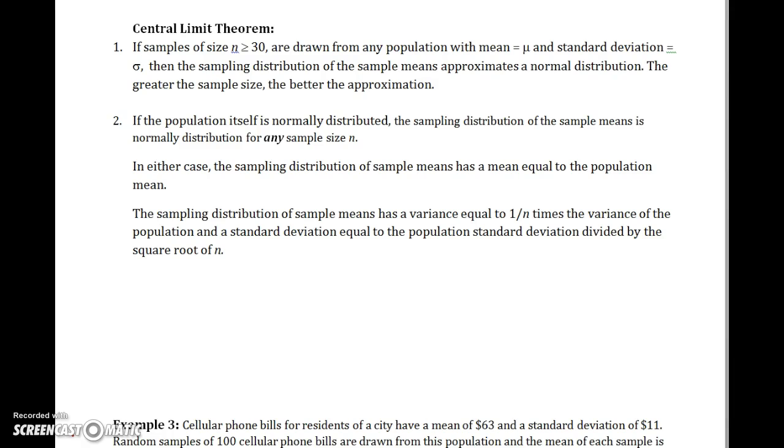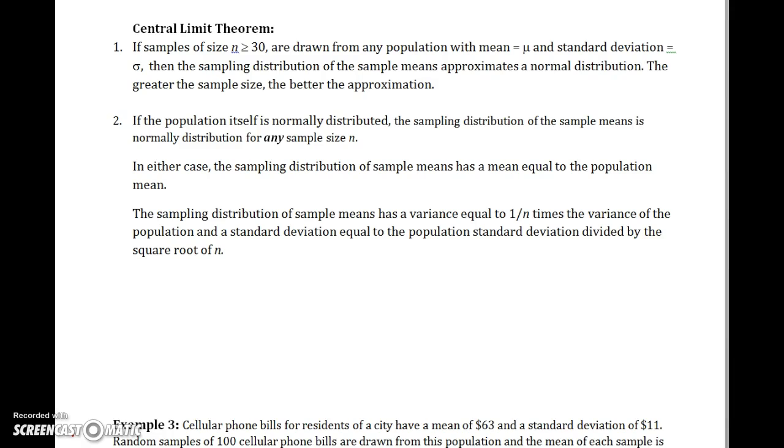Number 2: if the population itself is already normally distributed, then the sampling distribution of the sample means will also be normally distributed for any sample size n. So it doesn't have to be greater than 30. If it's already normal, it's going to stay normal.